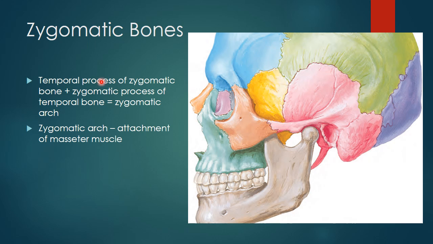The temporal process of the zygomatic bone and the zygomatic process of the temporal bone form the zygomatic arch. This is the zygomatic bone. This is the temporal process of the zygomatic bone. This is the temporal bone. This is the zygomatic process of the temporal bone. Together, they form the zygomatic arch, which provides attachment to the masseter muscle.